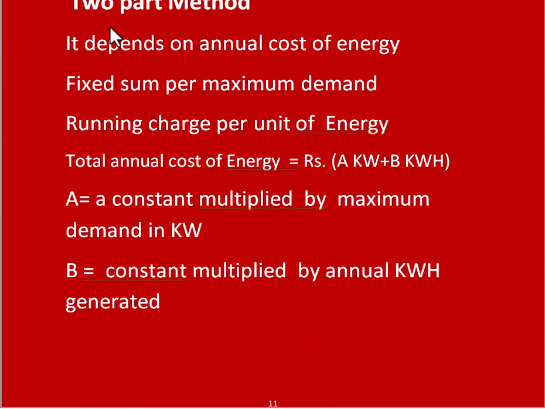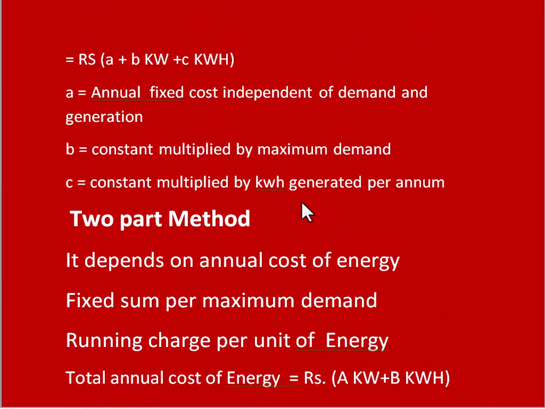Next, there is another method of finding the annual cost of energy that depends upon the annual cost of fixed sum per maximum demand. The other is running charge per unit of energy. So in the two-part method, the total annual cost of energy is equal to capital A into kW plus capital B into kWh. Here, capital A is a constant multiplied by maximum demand in kilowatts. This includes the fixed value also in this A, and B is a constant multiplied by the annual kWh generated, meaning energy generated.